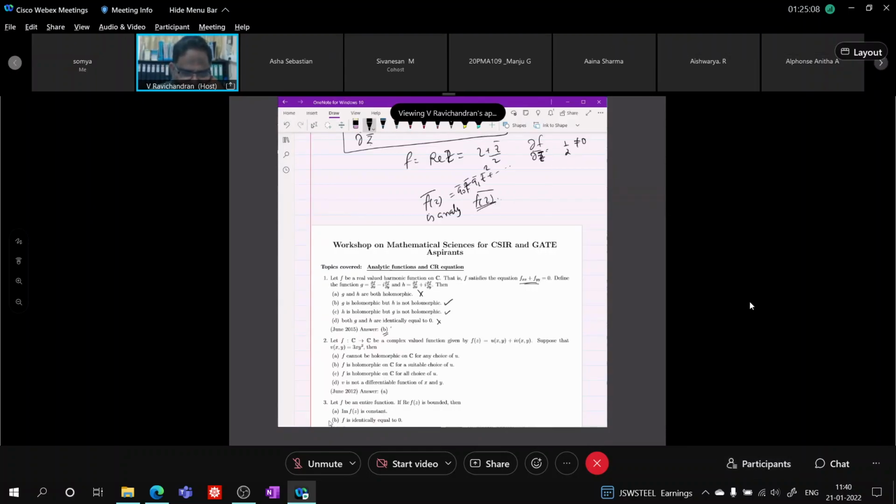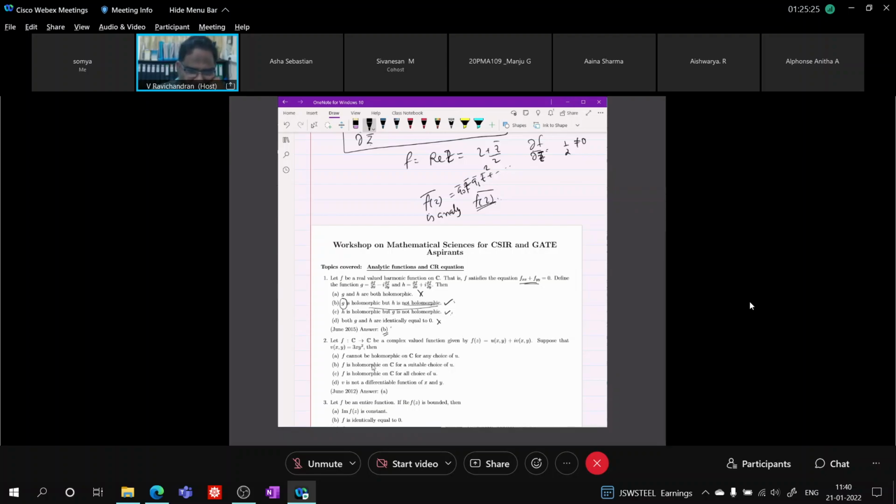So you can easily identify that one of the two is the answer. I'm not verifying the answer, but you just verify the Cauchy-Riemann equation for G alone. You don't need to worry about H as such, because H is the conjugate of G. So only one of them can be analytic.